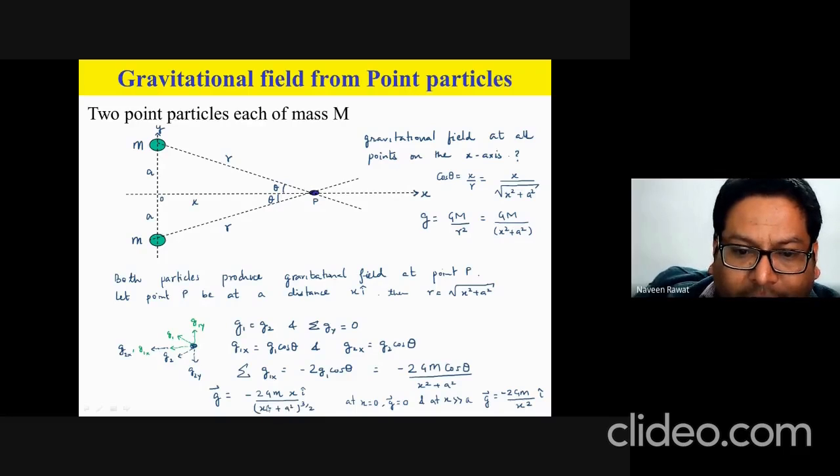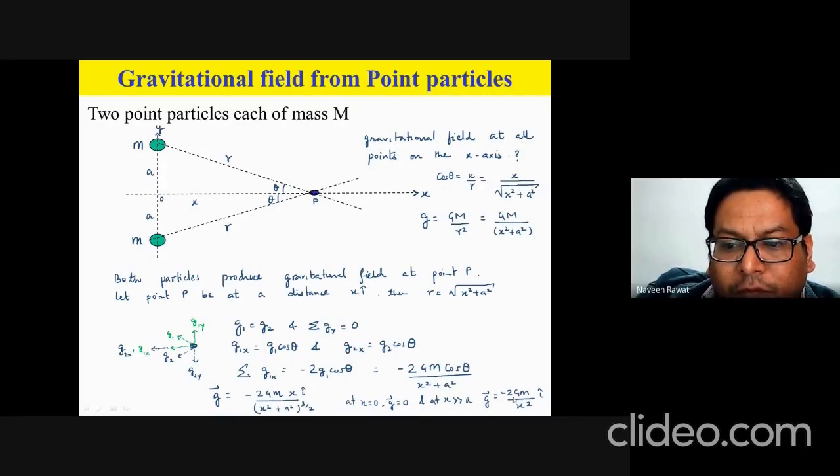Okay, so I get x square raised to 3 half, and my 2 and my 1 over half can cancel, so I get x cube. I have an x in the numerator and x cube in the denominator, so I get minus 2GM by x square. Okay, so it's twice the value of what a simple point mass would exert, you see.